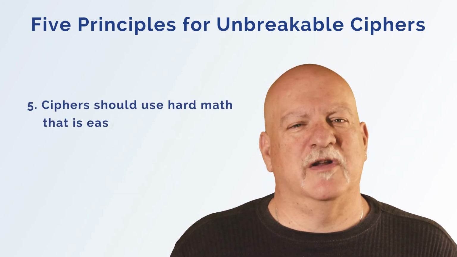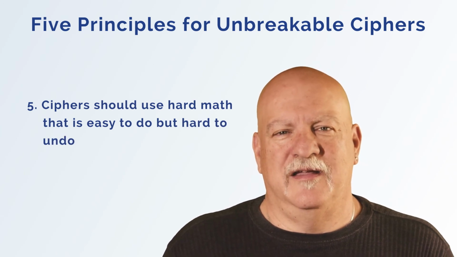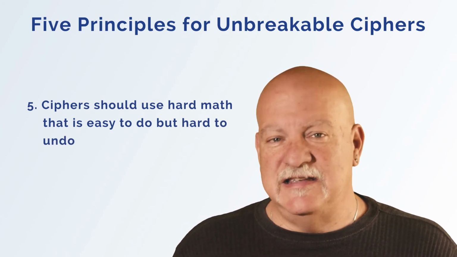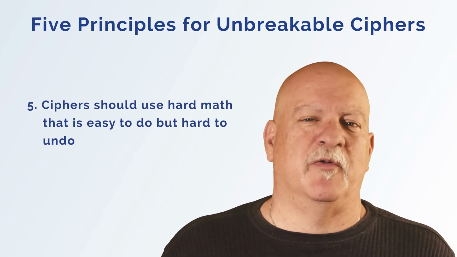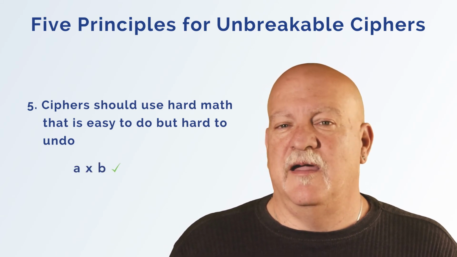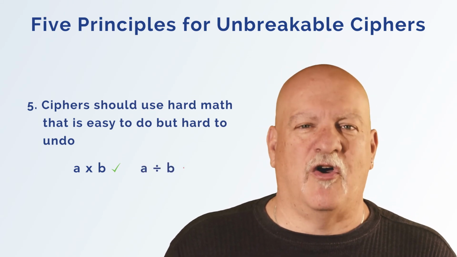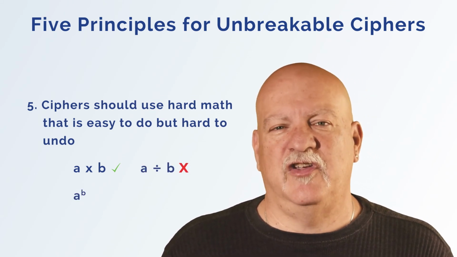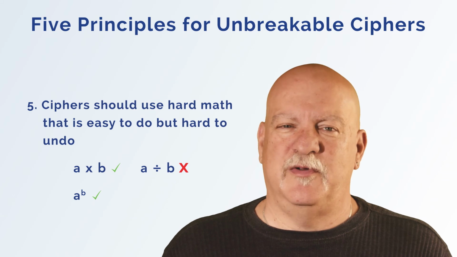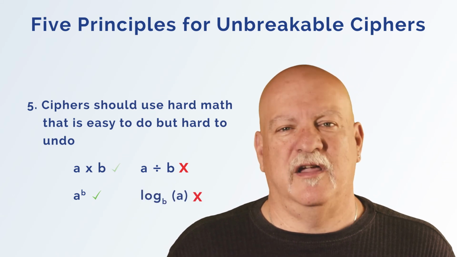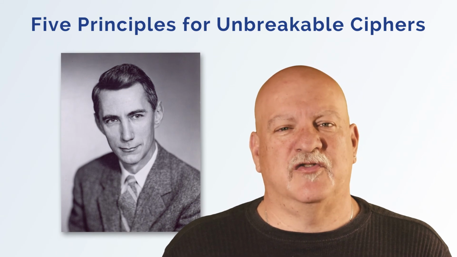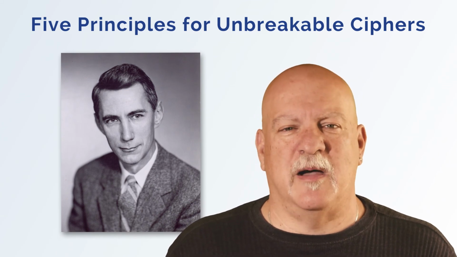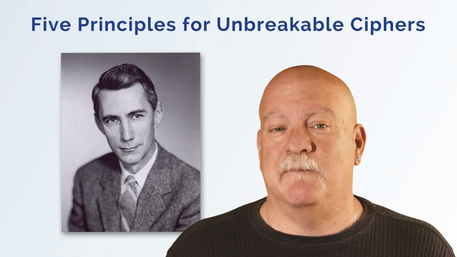Ciphers should use what is known as hard math. That means the math is easy to do, but hard to undo. So for example, most people think multiplication is easy, but division, they say, well, that's hard. Exponentiation is easy, but its reverse, logarithms, are hard, etc. Shannon's principles were embraced by the industry at large, and all of today's modern ciphers are based on them.